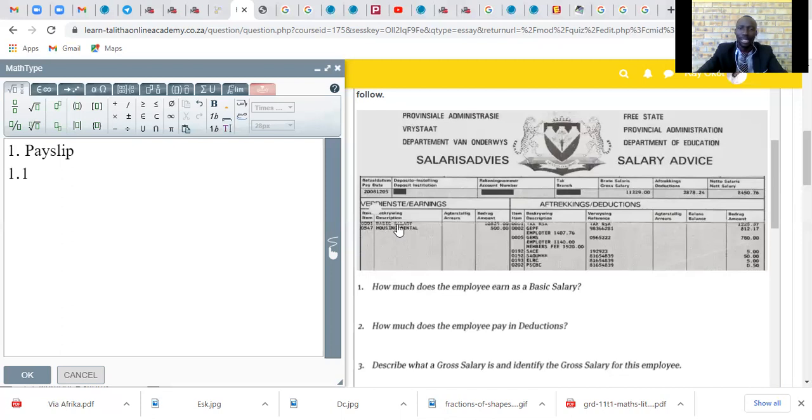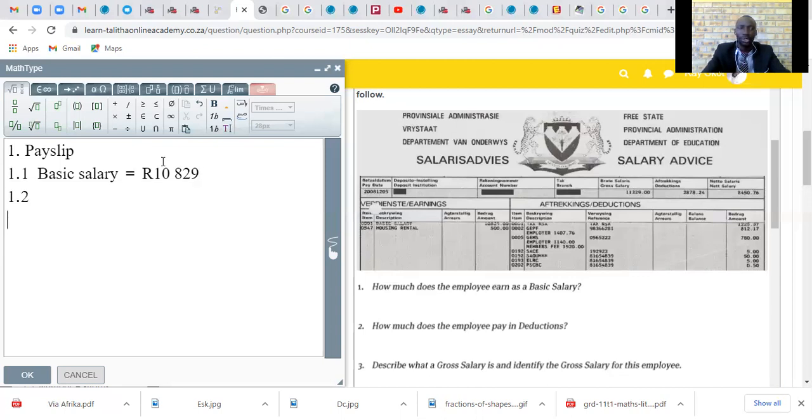So here we have basic salary. Basic salary equals 10,829. Okay, so we say basic salary is 10,829. Yes, that is the basic salary. And that is question 1.1.